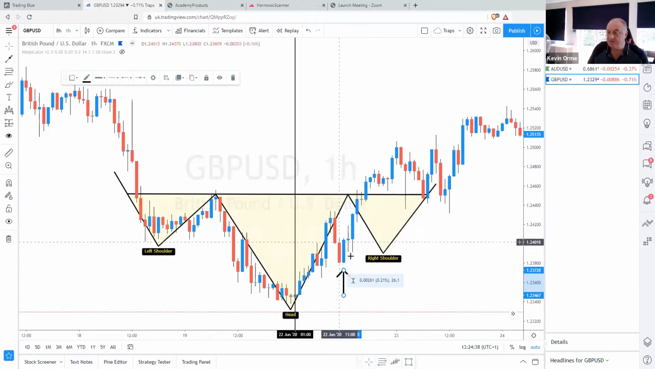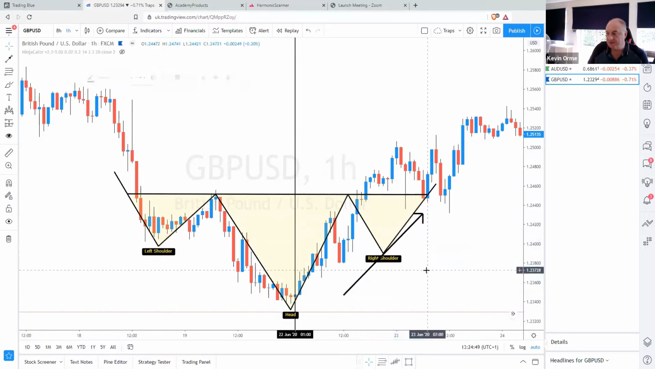So that's great, but often the market may not comply, and it may just keep on dropping, and potentially you might get it slightly wrong. So what we do is we filter it. We're looking for this sort of move going that way.